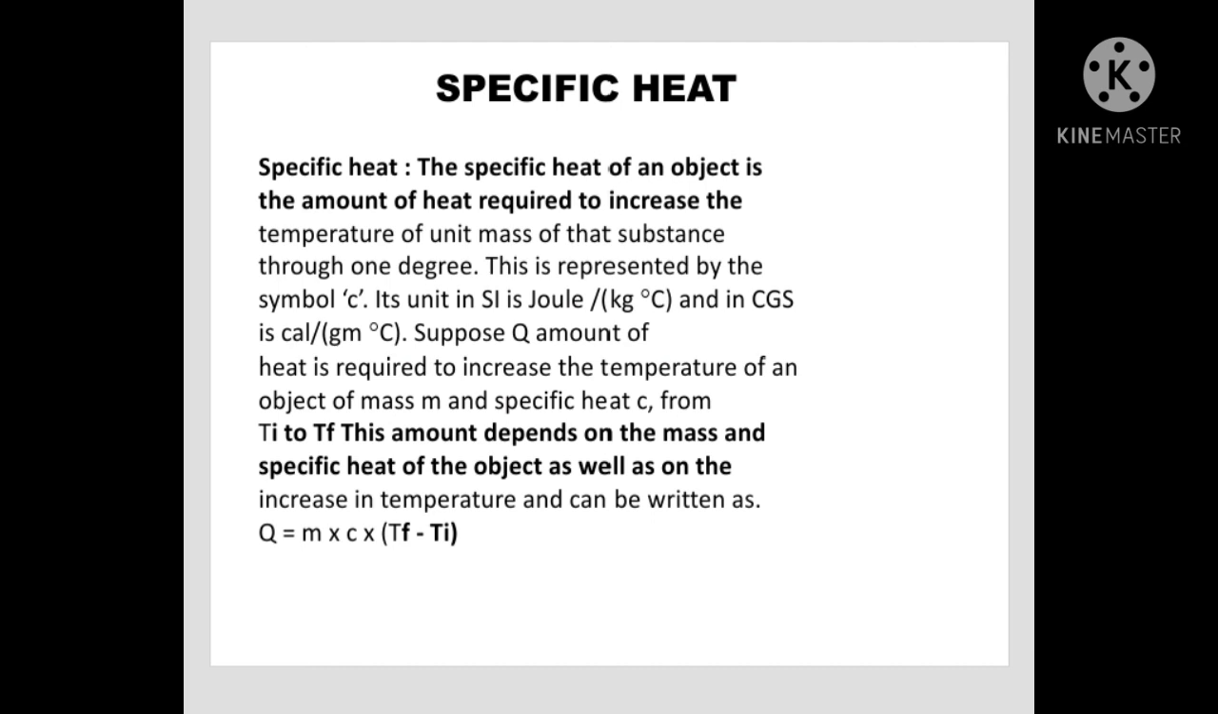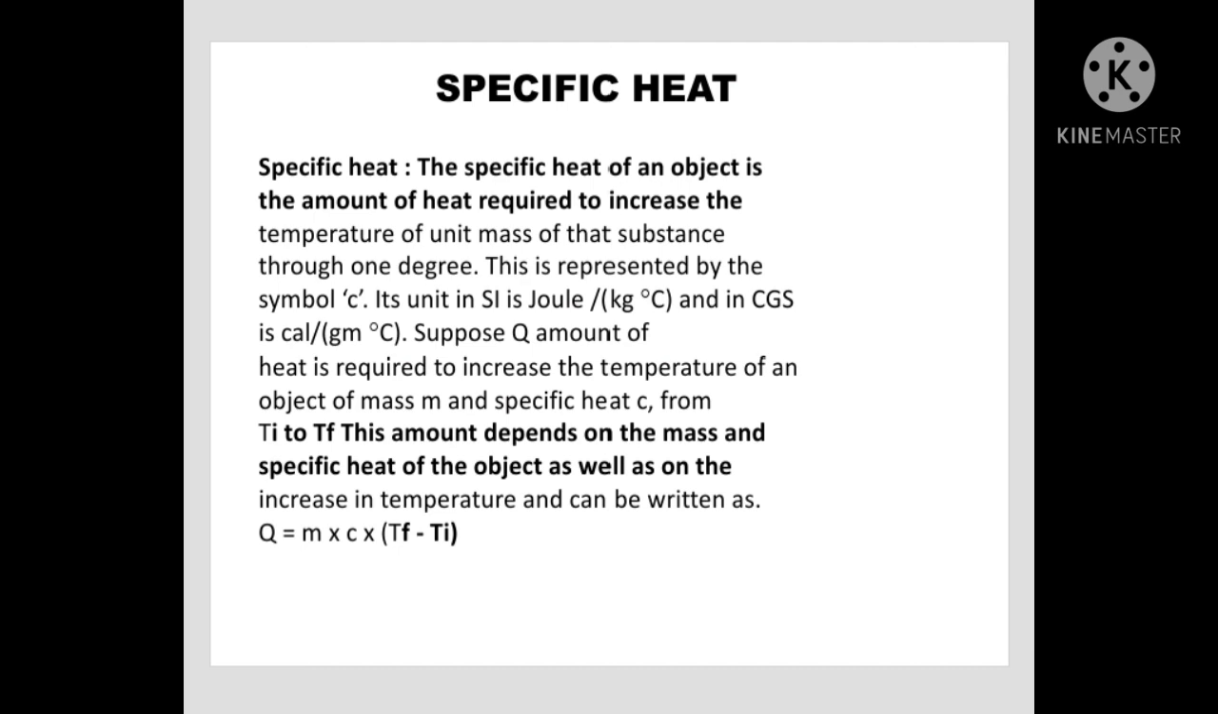The symbol of specific heat is denoted by the letter C. And the SI unit of specific heat is joule per kg degree Celsius. And the CGS unit of specific heat is calorie per gram degree Celsius. The formula for specific heat is Q equals M multiplied by C multiplied by delta T. Students, here the triangle is known as delta. It is pronounced delta.